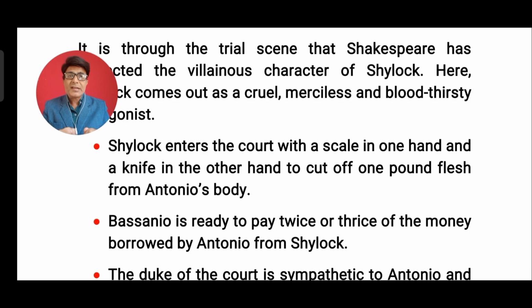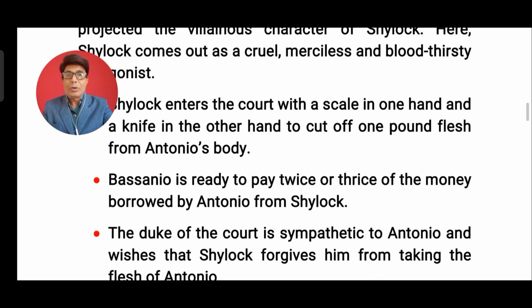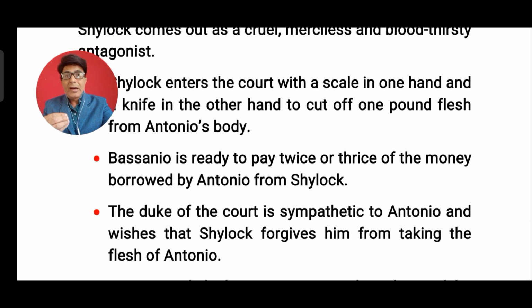He wants to cut 1 pound of flesh from Antonio's body, and he appeals for justice in the court. Bassanio is ready to pay twice the amount which Antonio had borrowed from Shylock. Because Bassanio had already married Portia, he has now managed the money. But Bassanio requests Shylock to show mercy to Antonio, but Shylock is very firm in his decision.